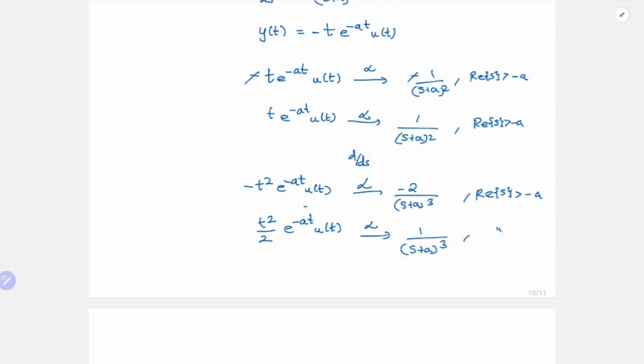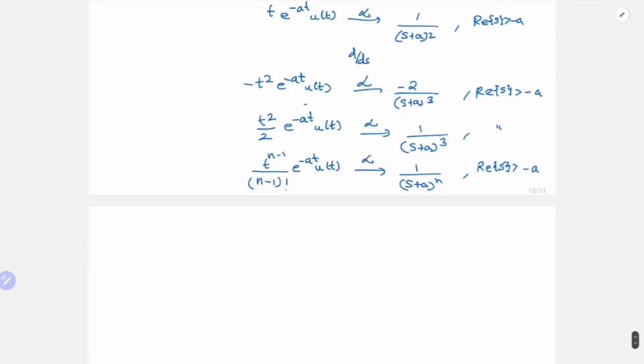So for the general case, you will just get 3, 4, 5, it will get multiplied. So you can write it as t^(n-1)/(n-1)! e^(-at) u(t), and we'll have the Laplace transform 1/(s+a) whole power n. You can see a factor of 1 difference: here it is 3, here it is 2. And your region of convergence is going to be real of s greater than minus a. So these signals you can also encounter frequently, so it is good to know this.